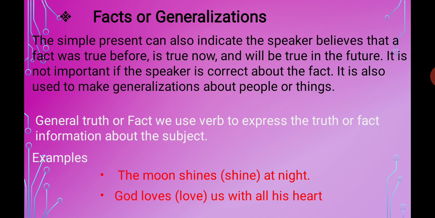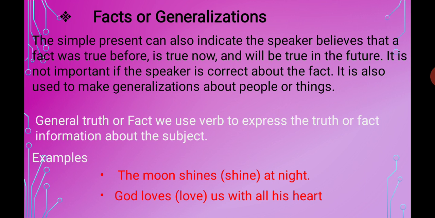The moon shines at night. God loves us with all his heart. So this type of sentence, it is a fact for me, it is a fact for you. When I speak the sentence, it is a fact. Fact means truth. It is true. It is correct. And we cannot change this type of sentences in any way. This is the facts. This is the general truth.